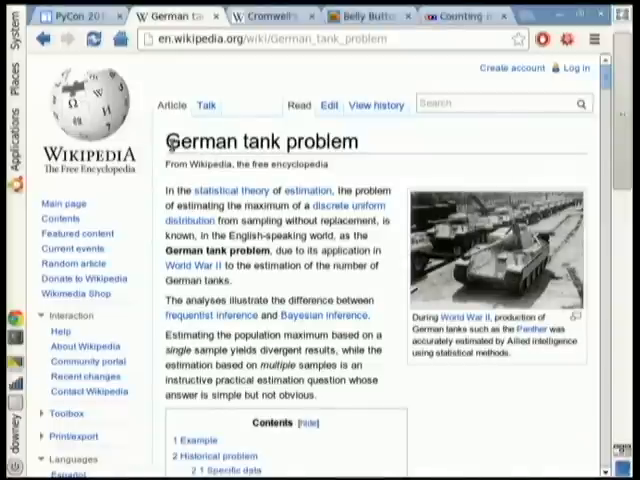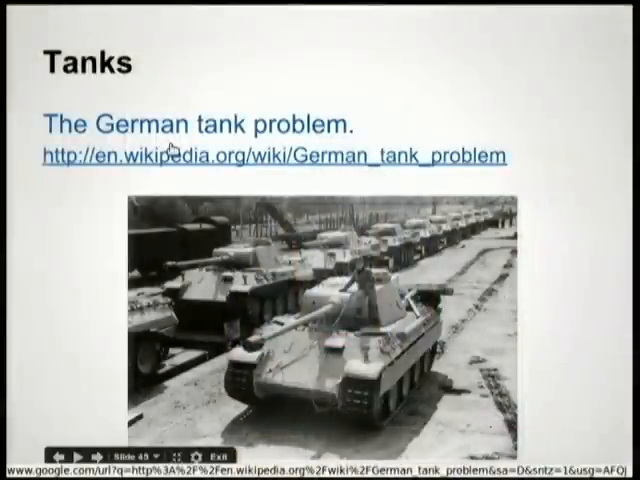You see that one of the things that the Allied intelligence officers were trying to do during World War II was figure out the capacity, the number of tanks the Germans had, and how fast they were making them. One of the ways they were able to estimate that was by looking at serial numbers from captured tanks. If you're willing to make some assumptions about how the serial numbers are numbered, then you can make some inference. And that's exactly what we're going to do.